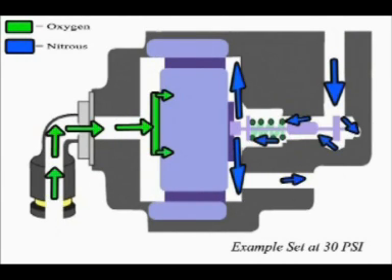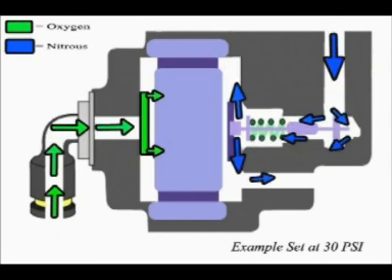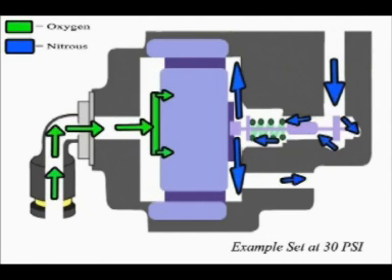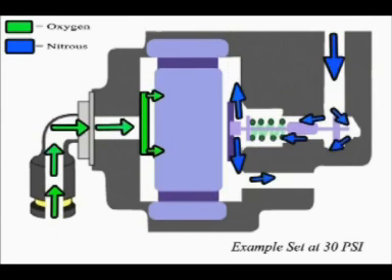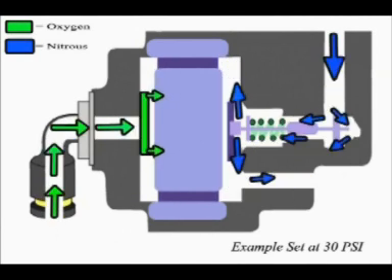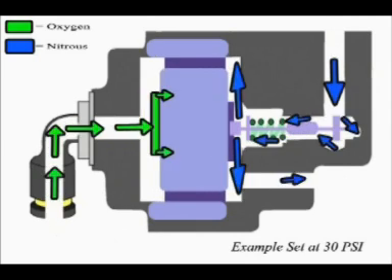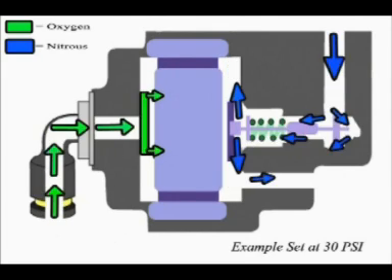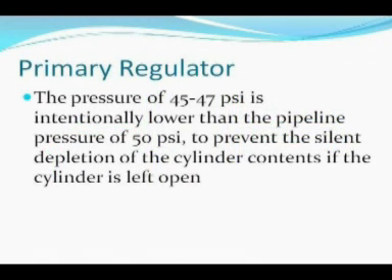Primary regulator. The high variable cylinder pressure is reduced to a constant pressure by the pressure regulator to approximately 45 to 47 psi before entering the flow valve. These regulators are also called primary regulators because they are the first regulators the gas encounters when flowing through the machine. The regulator consists of a diaphragm and a spring that senses the gas pressure from the cylinder to make the necessary adjustments to keep the pressure constant.